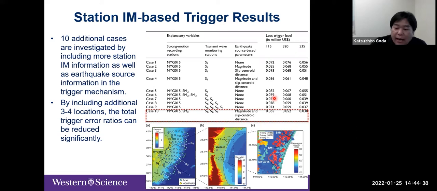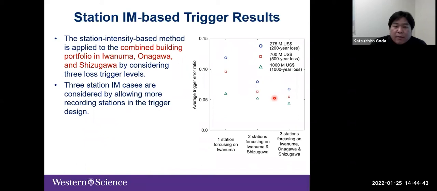And then you might wonder that this previous example I showed is only focusing on the local station, so I only have to add 2 or 3 additional stations, right? But what if our focus is on the regional scale?